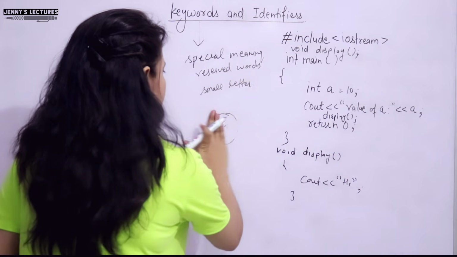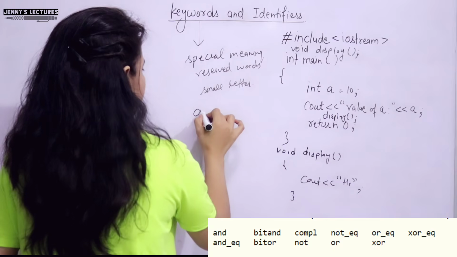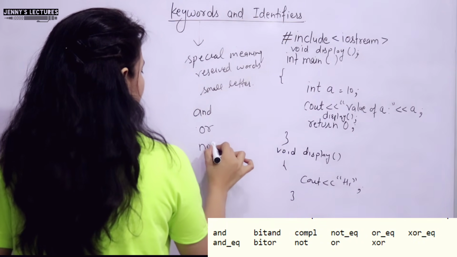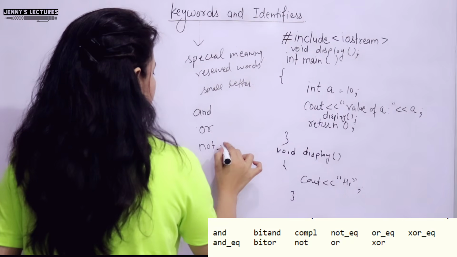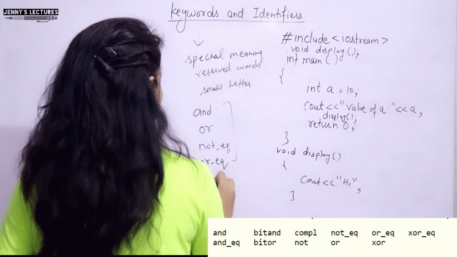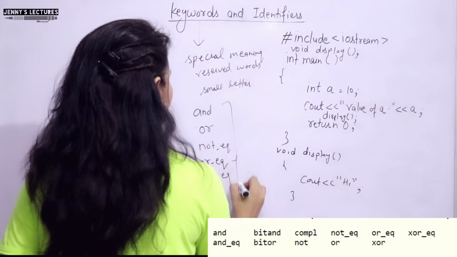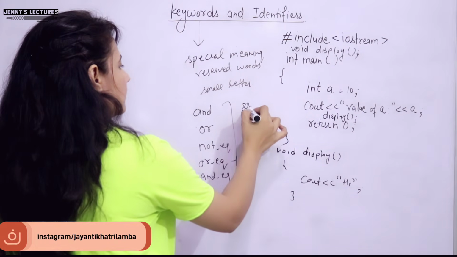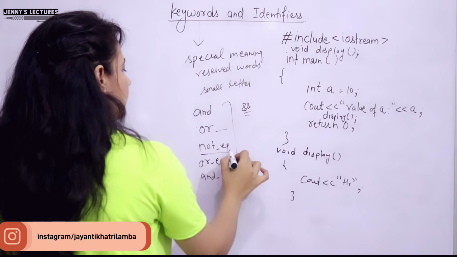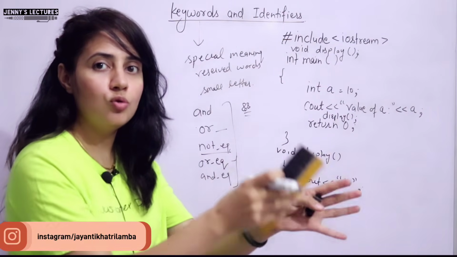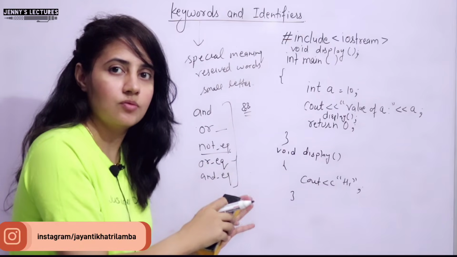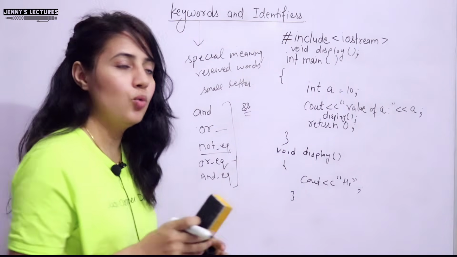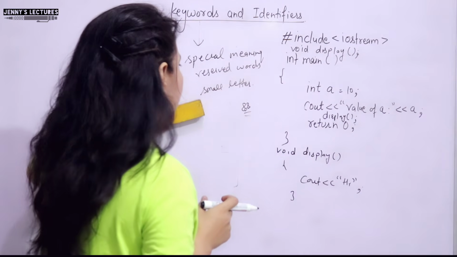In keywords we have something like this: and, or, not, not_eq, or_eq, and_eq. These are simply alternatives to operators like the logical and operator, logical or operator, and not equal to operator. Rather than those operators, we can use the alternative. Something like this we can also write. So these also come in keywords. They are reserved words, right?